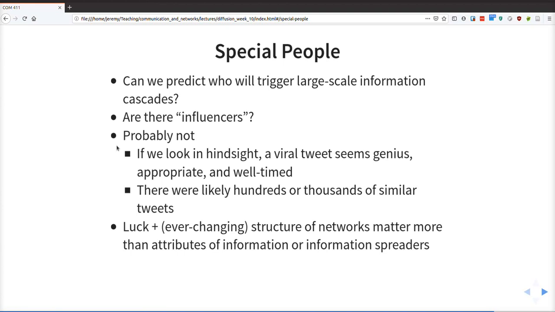And I think he takes this point a little too far at times, but I think it's a really good one. I think it's overall a really good point that when we look in hindsight, we might think that something caused it, we can see the causal direction. Why it was viral is because it was so good. But really much of it is about the structure itself.